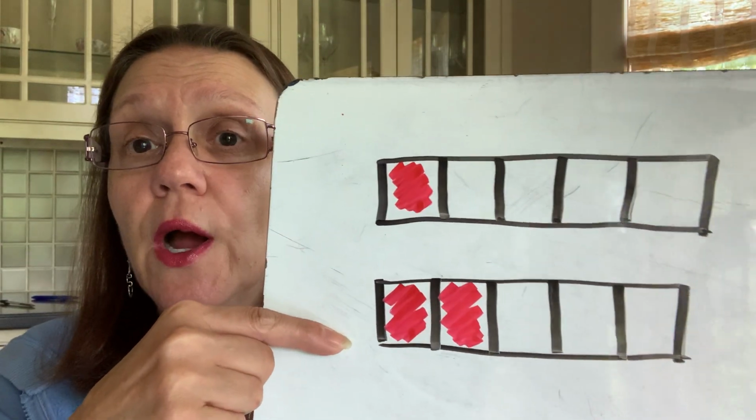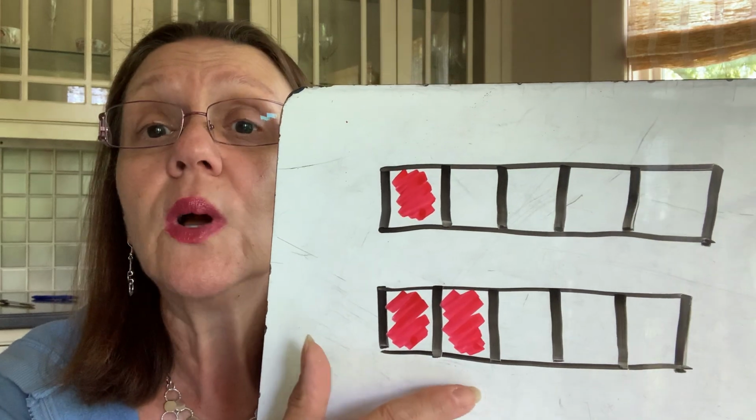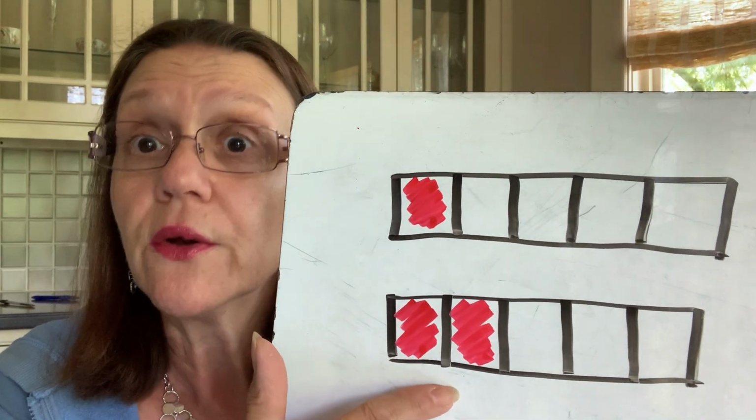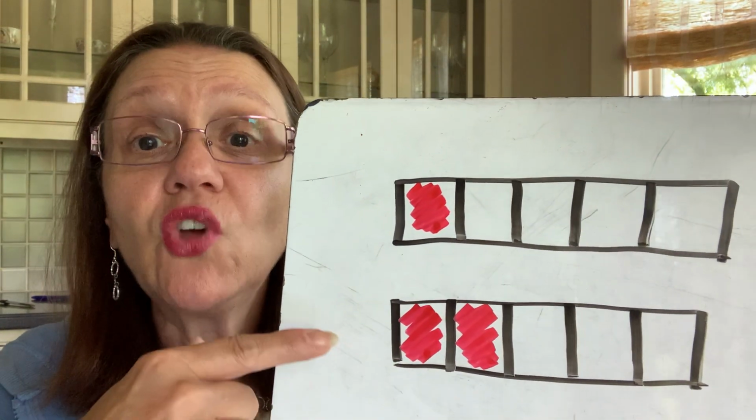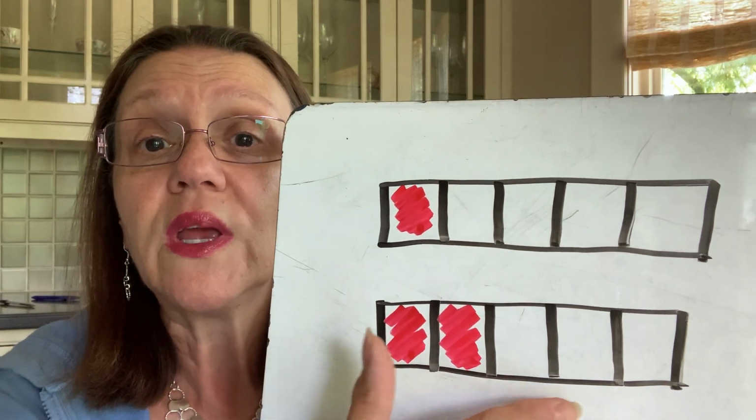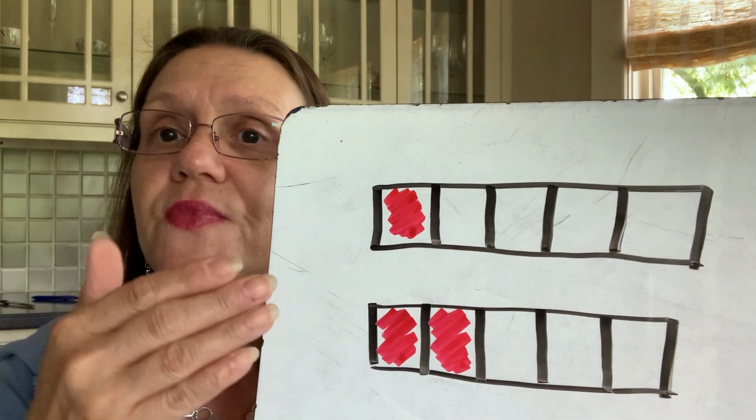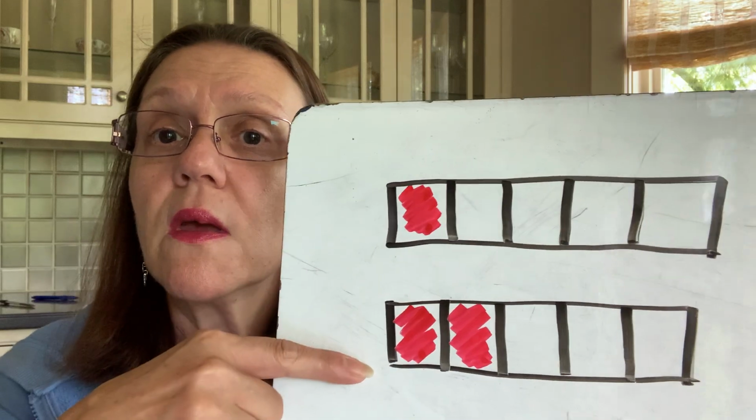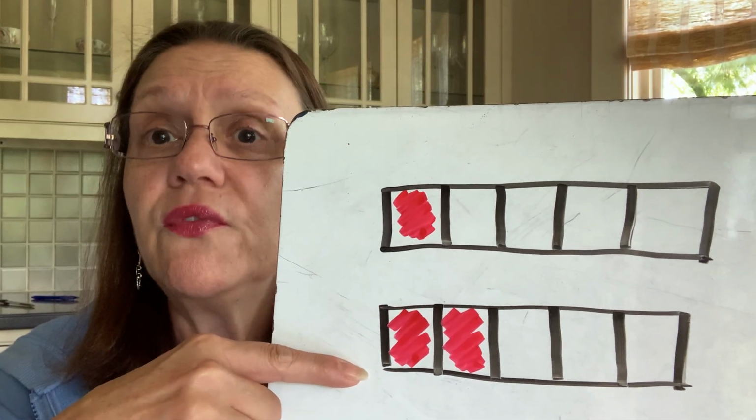My next Hershey bar represents, now I have 2 colored squares, so my numerator is 2 of a total of, once again, 1, 2, 3, 4, 5 squares. So you can see this Hershey bar represents 2/5.